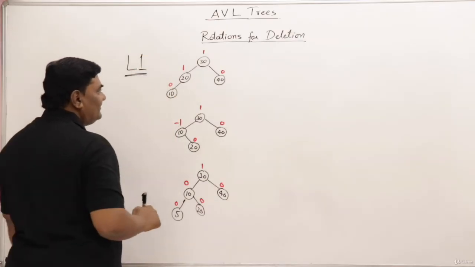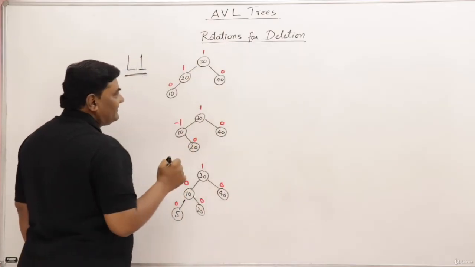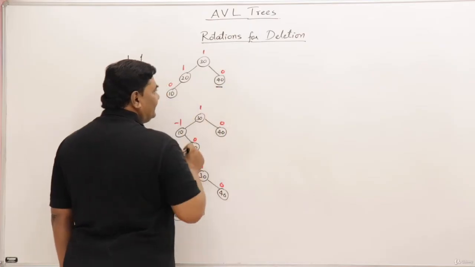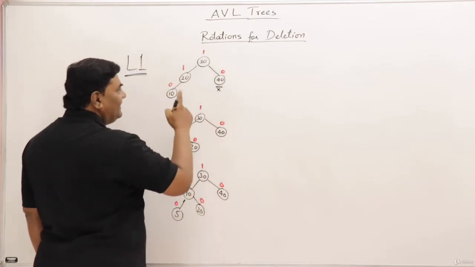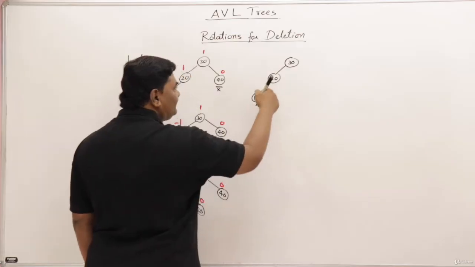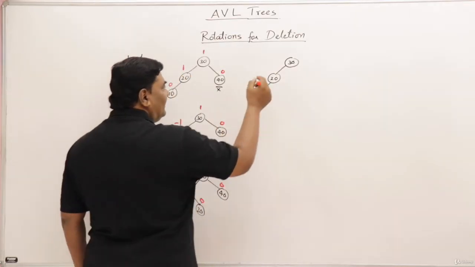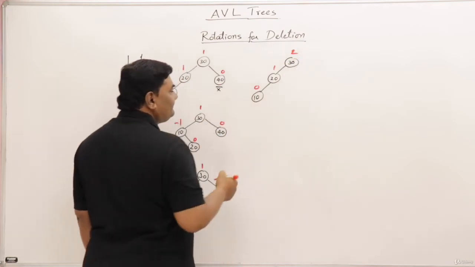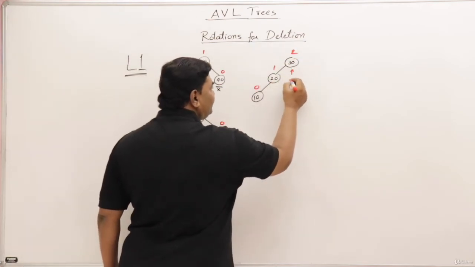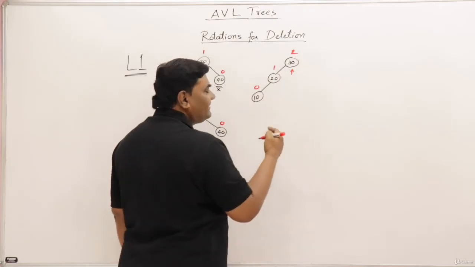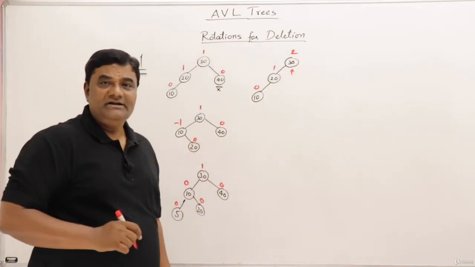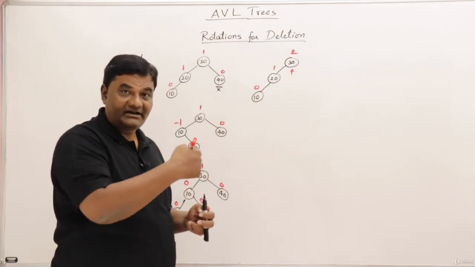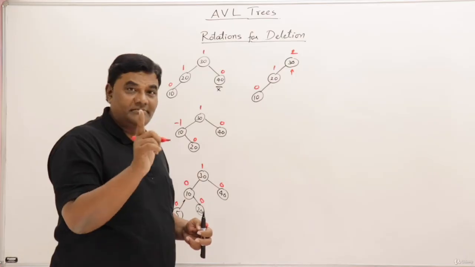This is the example for L1 rotation. Now watch it carefully. Suppose I am deleting 40, this node. If this node is deleted, then how does the tree look? This is how the tree looks. And the balance factors will be 0, 1 and this becomes 2. So this node became imbalanced, right? What is the reason for becoming imbalanced? Because we have deleted a node from the right hand side, right? Deletion is done from the right hand side.